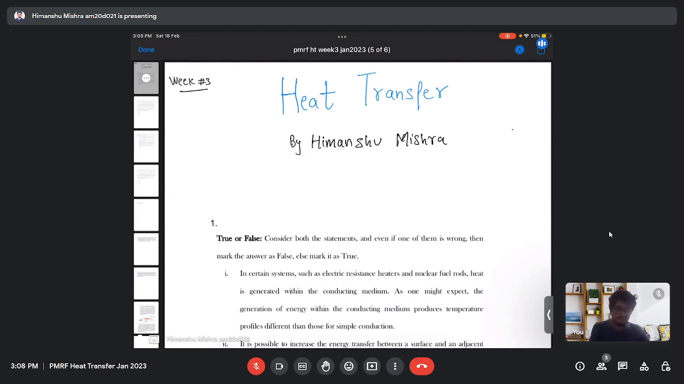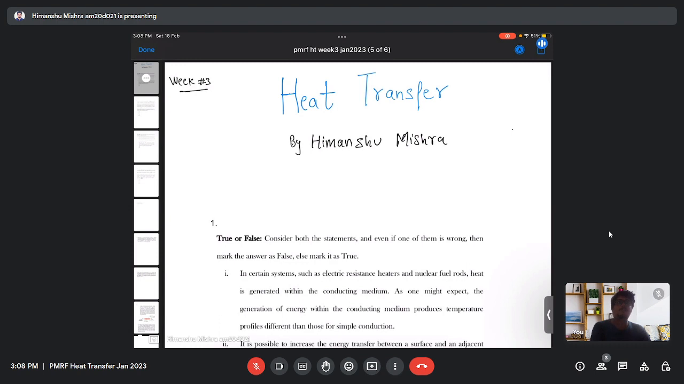Last week there were a couple of questions related to heat generation in the plane slab with one side adiabatic. I will begin with the heat generation, then move to one or two questions on fins, and then I will solve a few problems related to lumped systems.